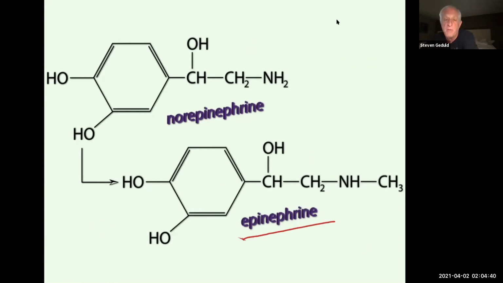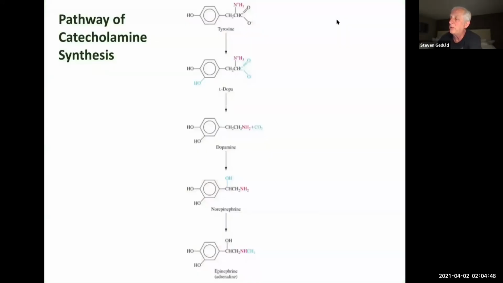So tyrosine is the starting point for the synthesis of dopamine, norepinephrine, and epinephrine in the brain. This is the pathway of catecholamine synthesis. Your starting point is tyrosine, which converts to L-DOPA, dopamine, norepinephrine, and epinephrine, which is adrenaline. And all it's doing is modifying the R group of the amino acid.